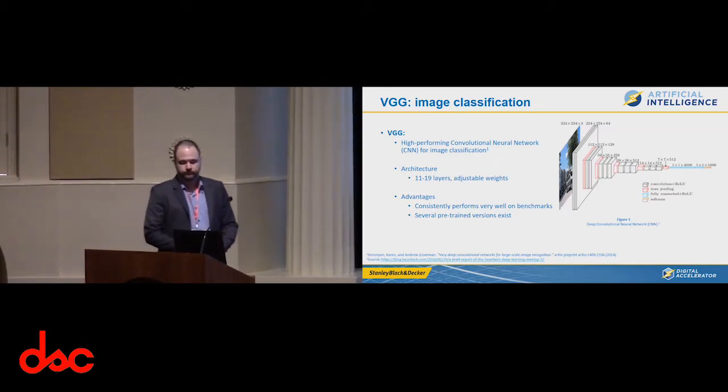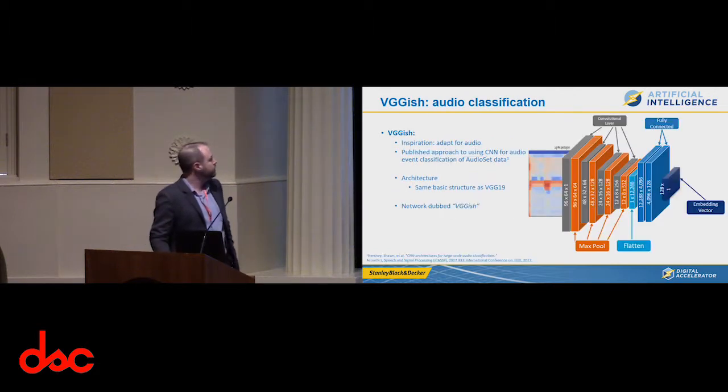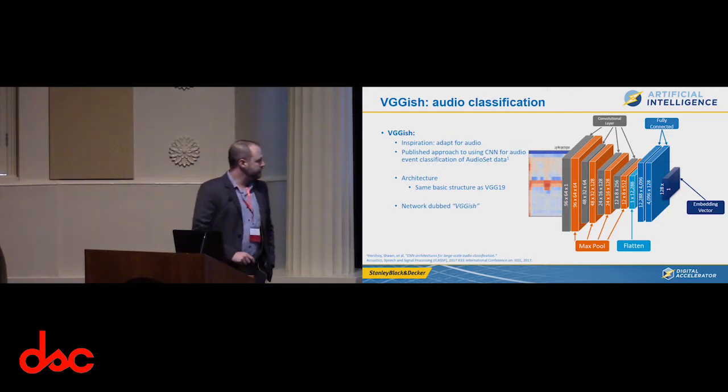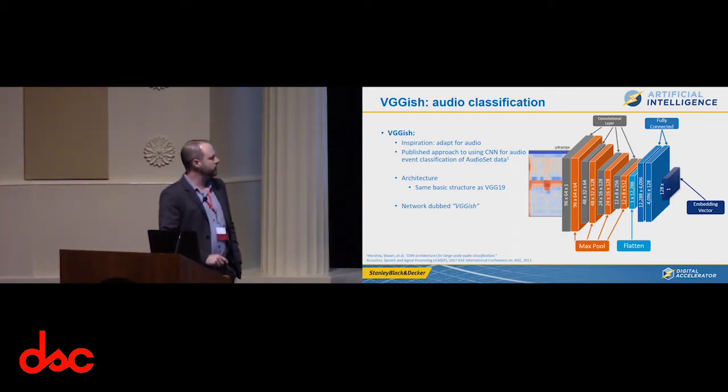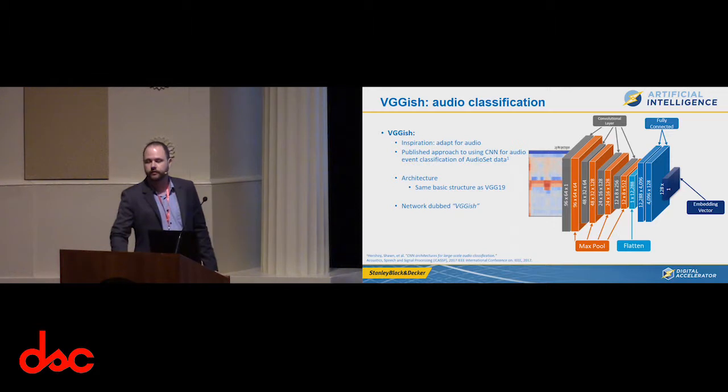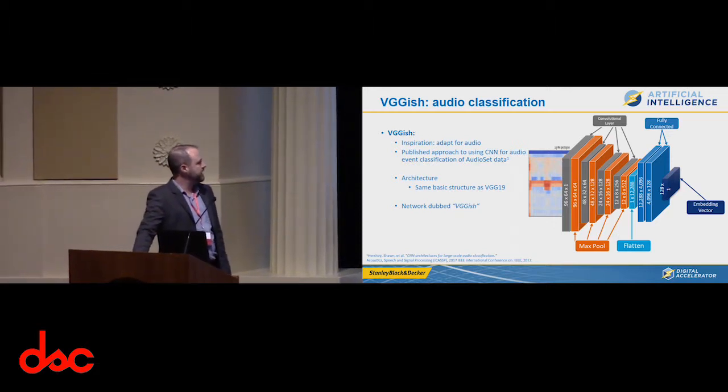So from VGG, we can go to VGG-ish, which is a network that Google has created using that audio set data. So the structure is incredibly similar to VGG in that we have a series of convolutional layers, max pool layers, and then at the end some fully connected layers. One very important feature of this network, at the very end of the network, you have this 128x1 essentially bottleneck fully connected layer. So what Google did is when they trained this network, they trained it to identify sounds as one of the over 600 types of classes that they have.